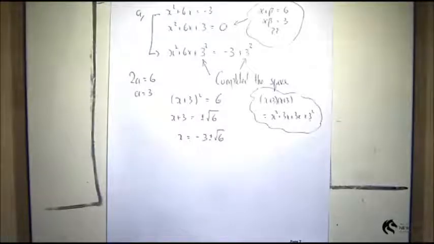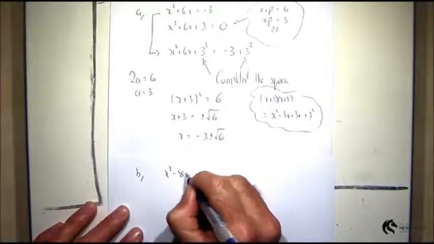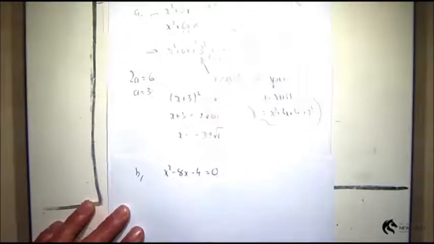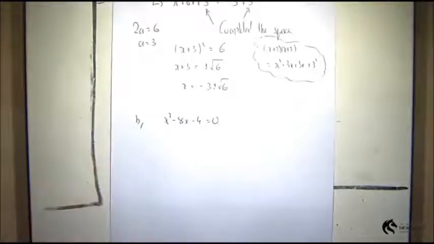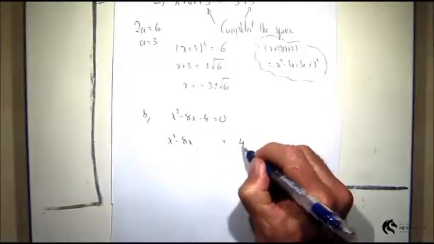All right. Let's do B. So B says x squared minus 8x minus 4 is equal to 0. Once again, if I try to factorise that, I come unstuck. I can't guess the numbers that work. So I can't factorise it, so I'm going to complete the square instead. So in here, I have x squared minus 8x, and on this side I'm going to put the 4 over there.